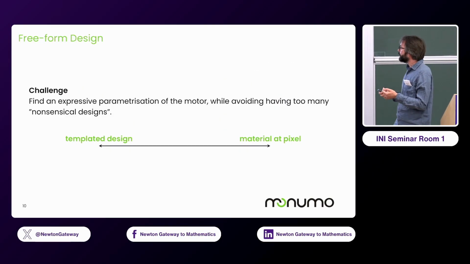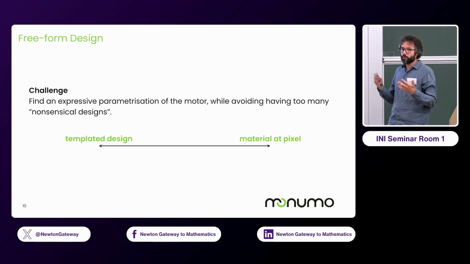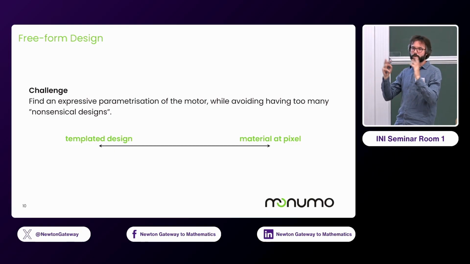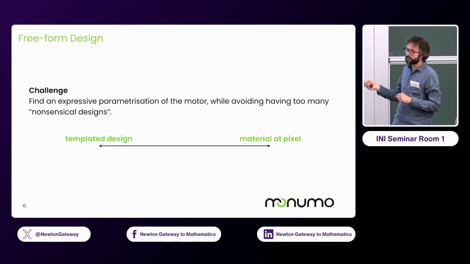So the challenge is you want a parameterization of the motor that is expressive enough so that you can make good designs out of it, but you don't want too many nonsensical designs either. On one extreme of the spectrum, you have templated designs with, say, 5 degrees of freedom. On the other extreme, you have a lot of degrees of freedom, and for each pixel, you choose which material you have, but pretty much none of the design space here will make sense.